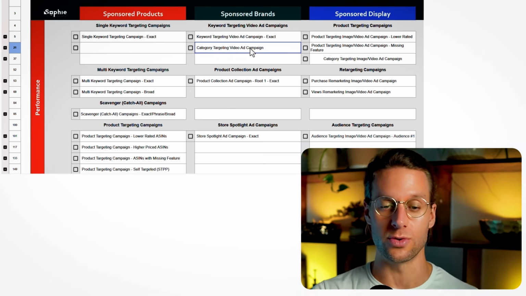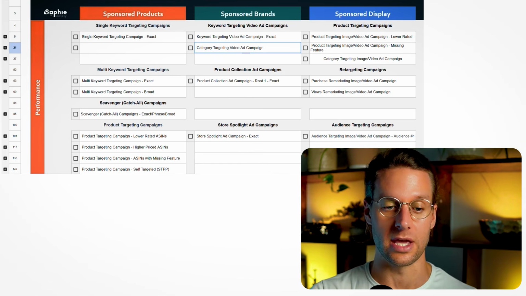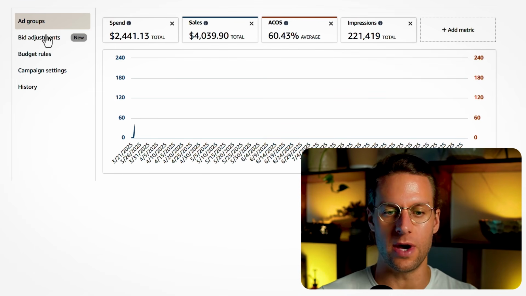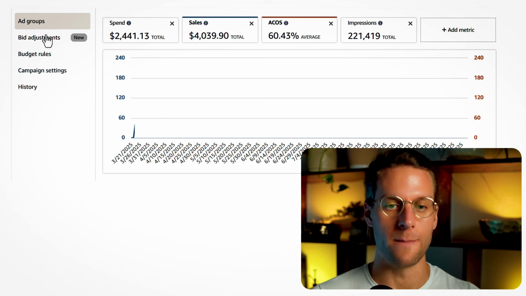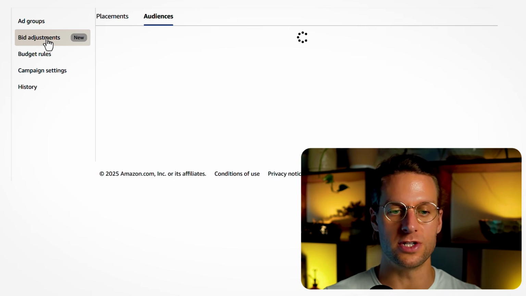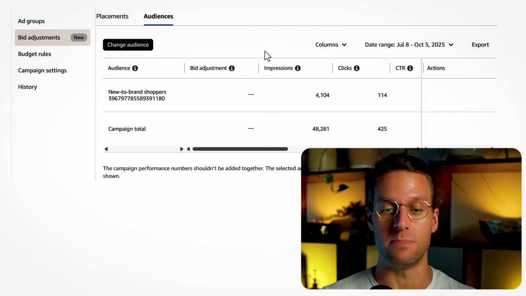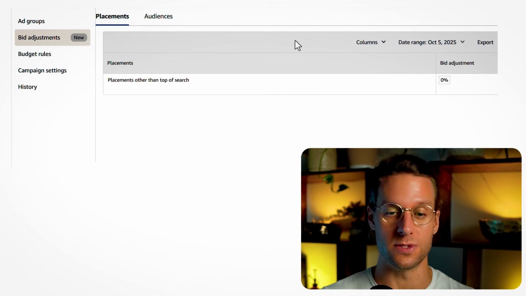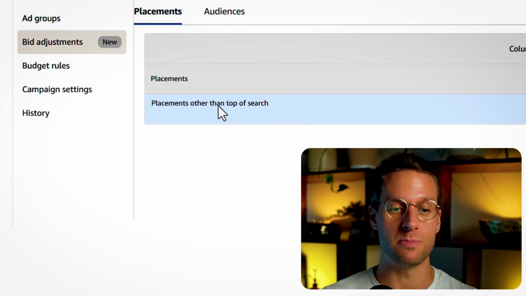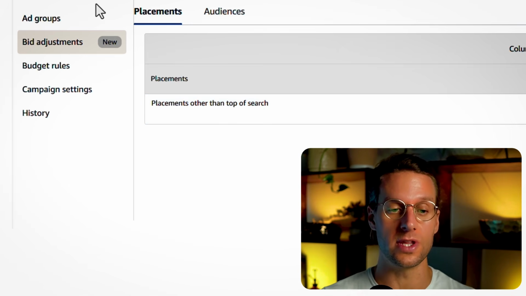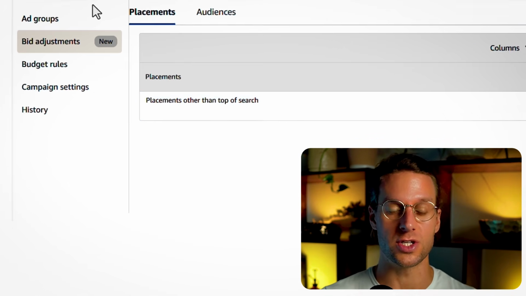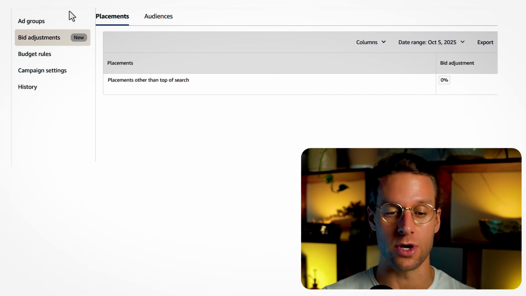Now let's go through how to optimize a video ad targeting campaign. Okay, so let's get into a video ad campaign and talk about optimization. A difference you're going to notice here is the bid adjustments work differently. It's not as much about bid adjustments because you don't have bid adjusters for every placement like you do in sponsored product campaigns. All you have is placements other than top of search. So it really comes more down to actually adjusting the bids on each of the targets themselves.